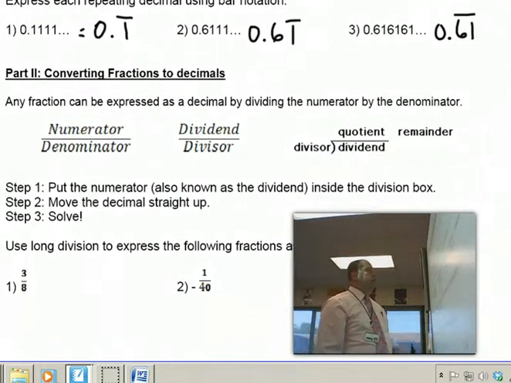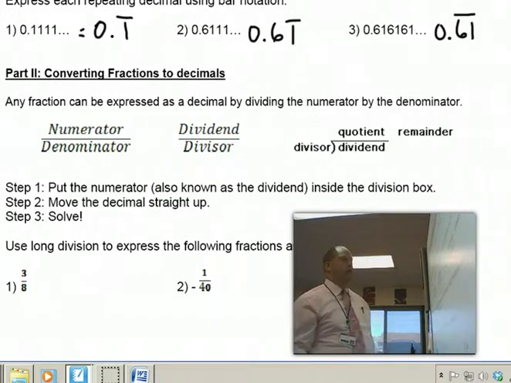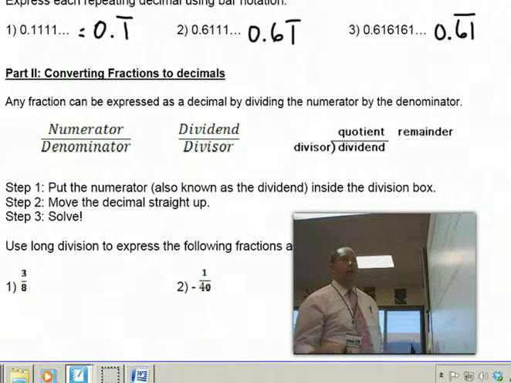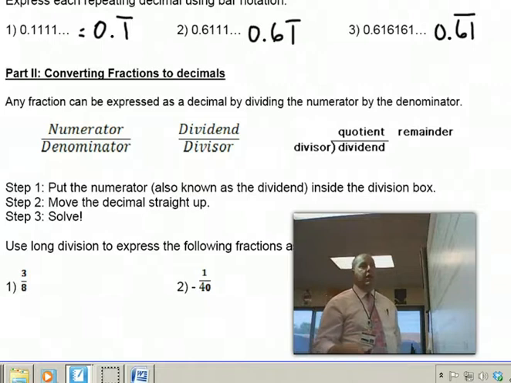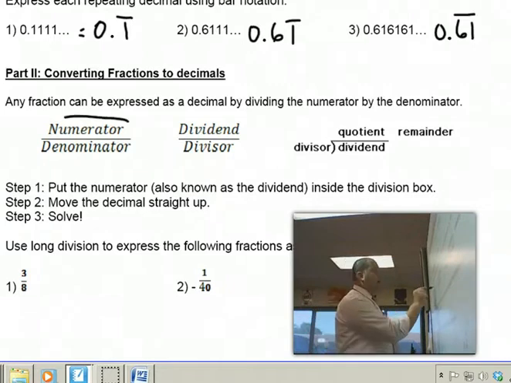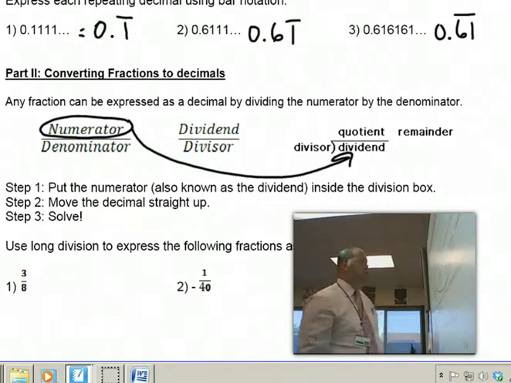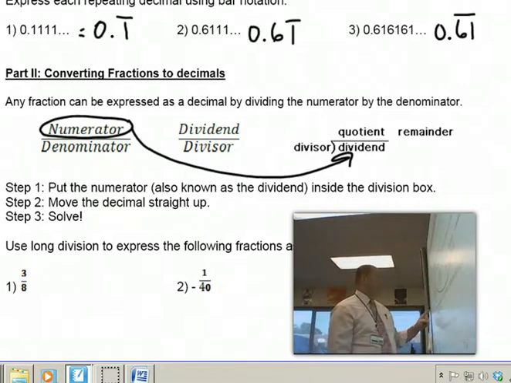The second part, converting fractions into decimals. Any fraction can be expressed as a decimal by dividing the numerator by the denominator. So I remember a teacher of mine a long time ago used to sing the song, the top goes in the box, the top goes in the box. To change a fraction to a decimal, the top goes in the box. So the top number, the numerator, is going to go inside of the box when you divide it. So the numerator really is the dividend.